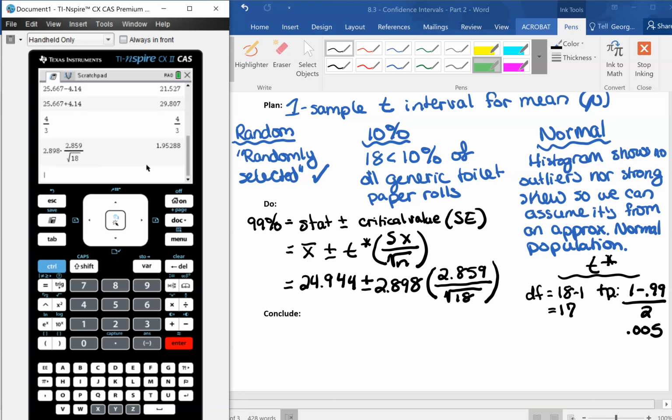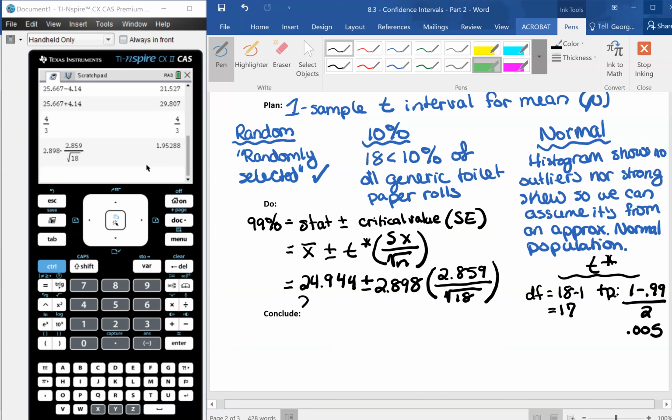All right, so what we're going to end up with is 24.944 plus or minus our 1.953. When you do your addition and subtraction on that, that's going to end up giving you 22.991 to 26.897. All right, so that's our interval.